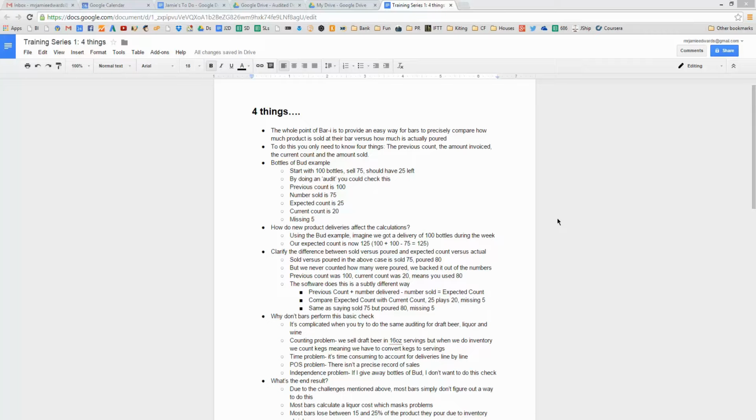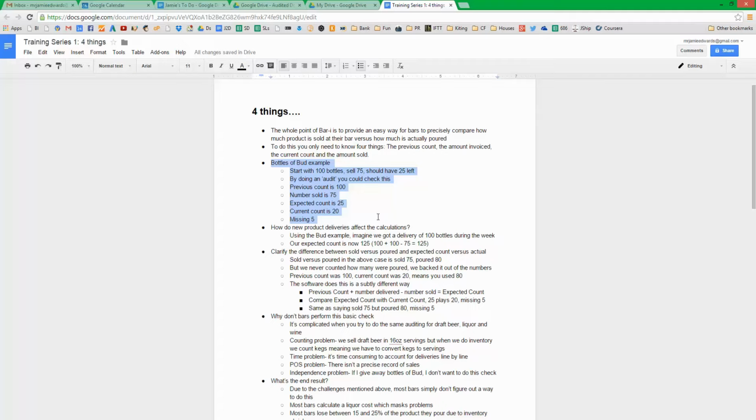So the four things. The whole point of Bar I is to provide an easy way for bars to precisely compare how much product is sold at their bar versus how much is actually poured. And as we've said, to do this, for each product, you only need to know four things: the previous count, the amount that was delivered or invoiced, the current count, and the amount sold. So let's think about this by running through a solid example.